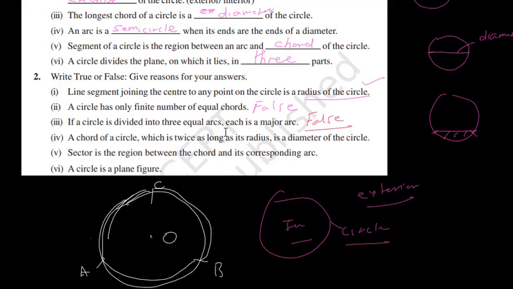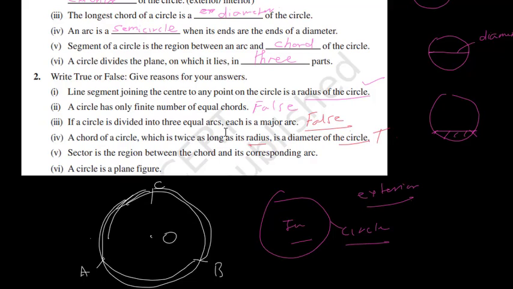Fourth, a chord of circle which is twice as long as its radius is the diameter of the circle. This is a true statement. When it is twice the radius, it will be the longest chord and hence it is a diameter. Sector is the region between the chord and the corresponding arc. So this is a false statement.